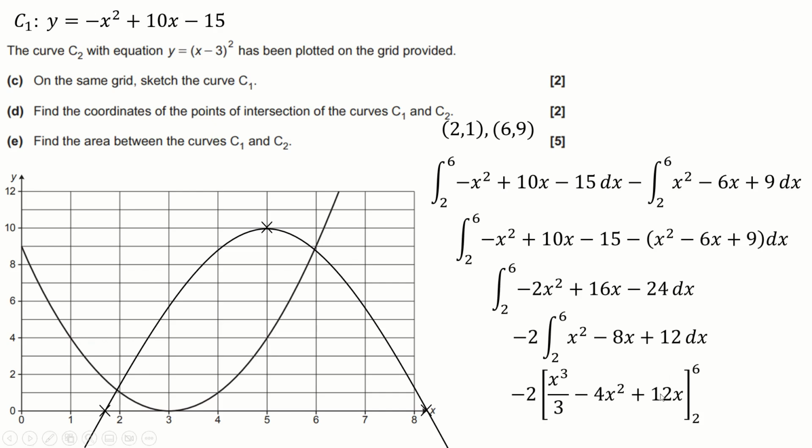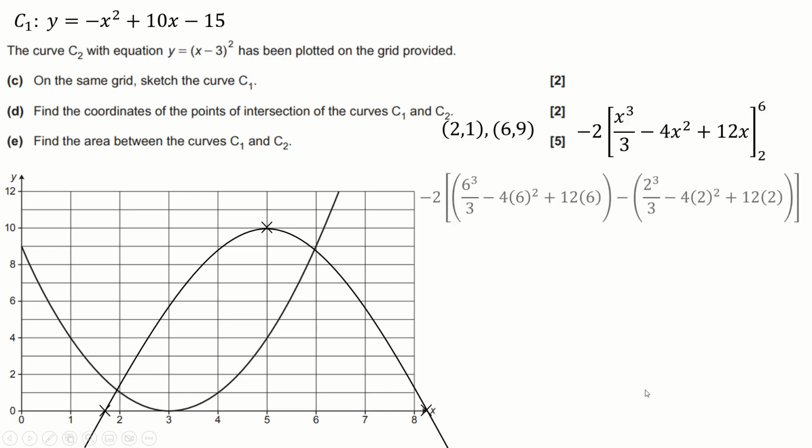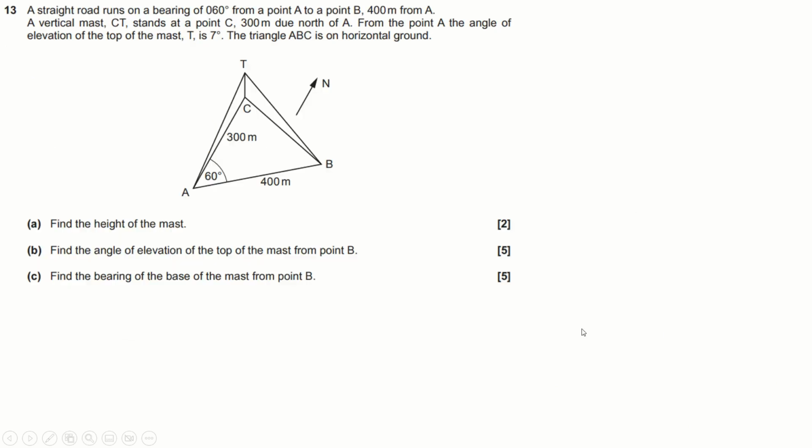And then, of course, you put in 6 into all of these values, and then take away the result when you put in 2 into all of the values. So it looks a bit like this. Type all of it into a calculator. You can literally just type this entire thing in now, I guess, with enough brackets, and you get the answer of 64/3. Good.